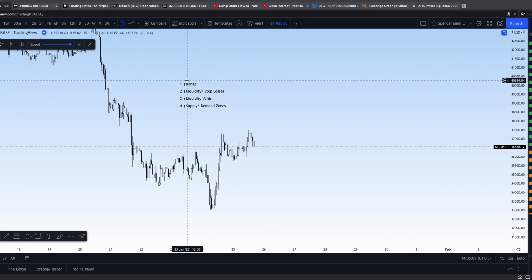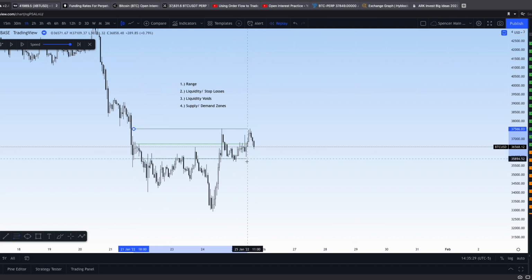All right, so the four things I look out for are range, liquidity zones, liquidity voids, and the supply slash demand areas. So we're on Bitcoin right now. I have this actually reversed so we can let it play out as we mark it up. Start with the range, and this could be a whole lot of things, but we have equal highs right here, and we could take either down here, here, whatever you want to do.